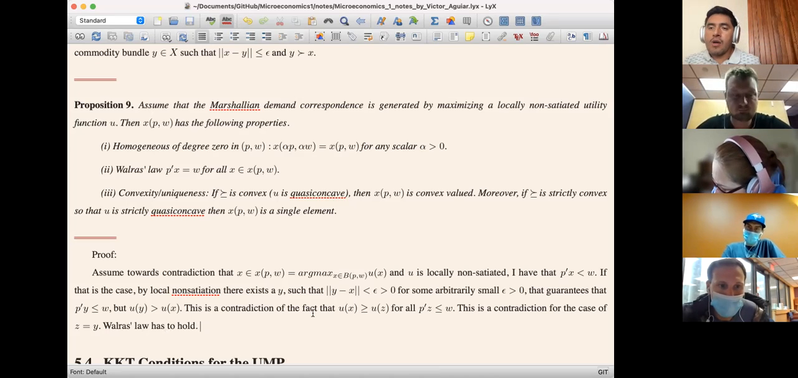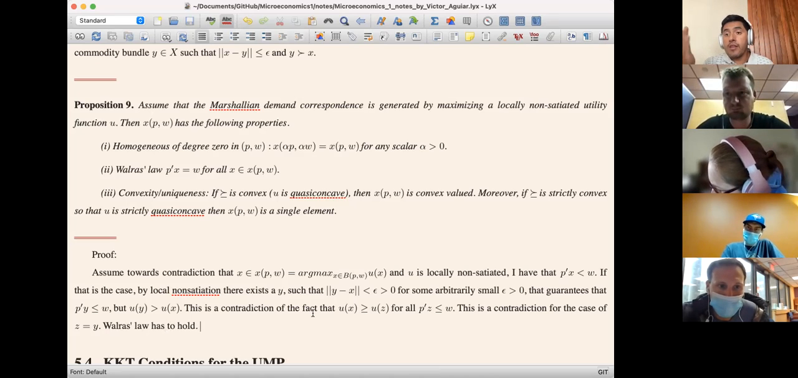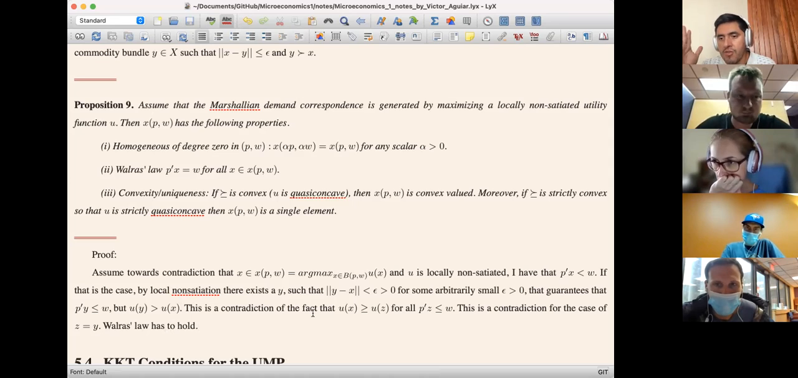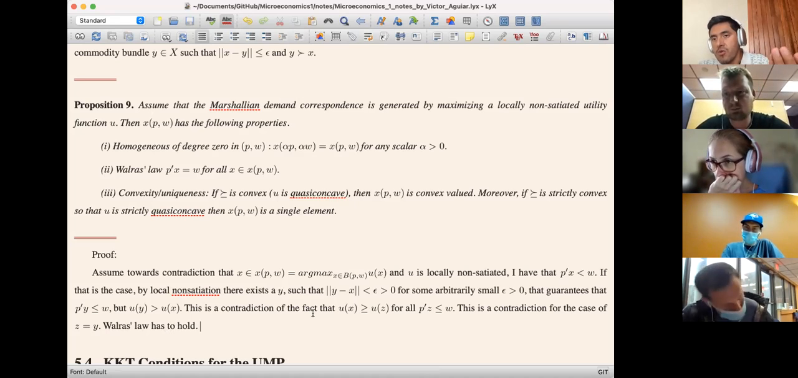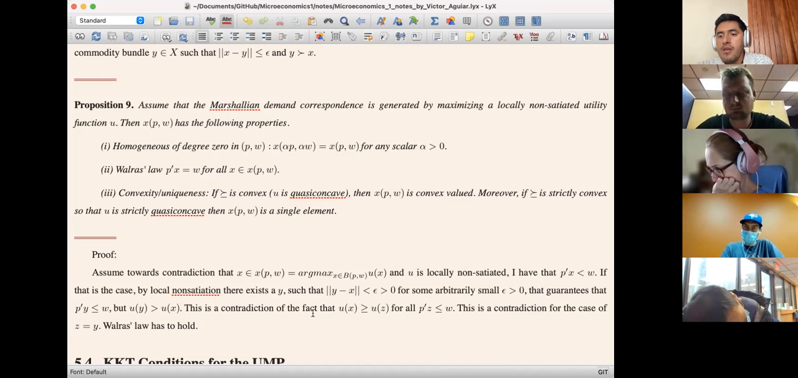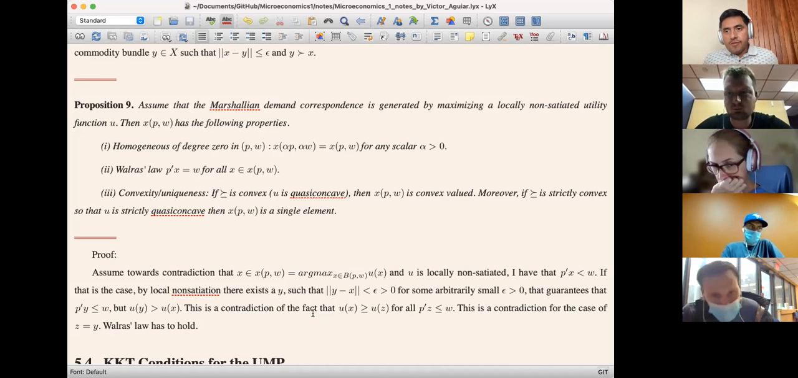Okay, so basically what Martin was doing was great. The only thing is you have to organize it a little bit better. So choose a proof technique, say proof by contradiction. State the negation towards contradiction: I have a maximizer, but I assume towards contradiction that it is strictly inside the budget. Then I do my proof, okay? Got it? Okay, so Walras' law holds.